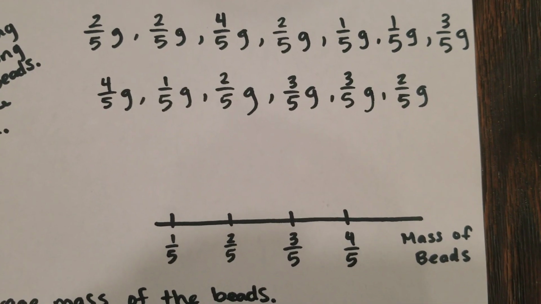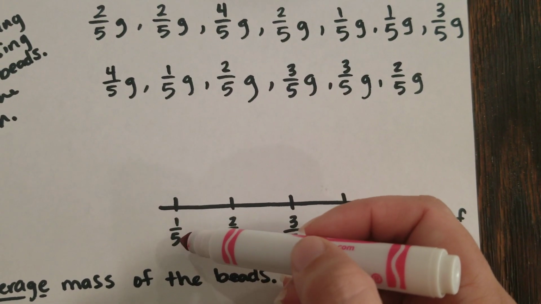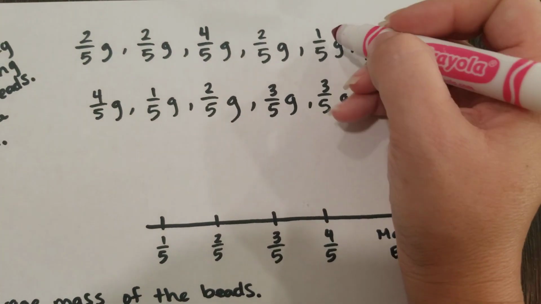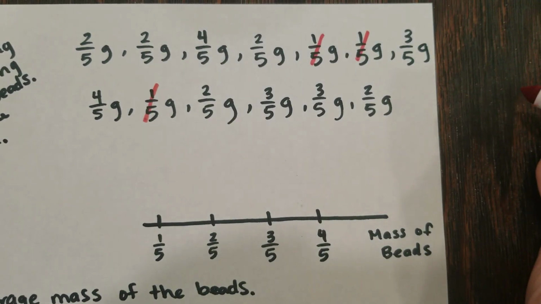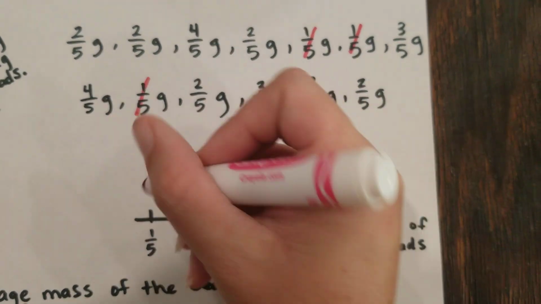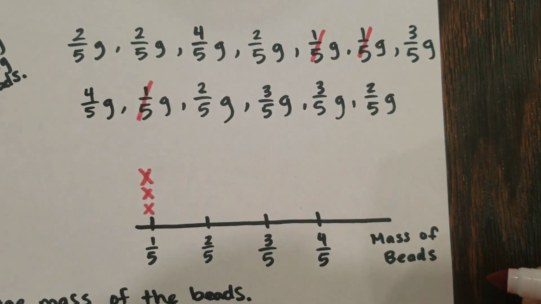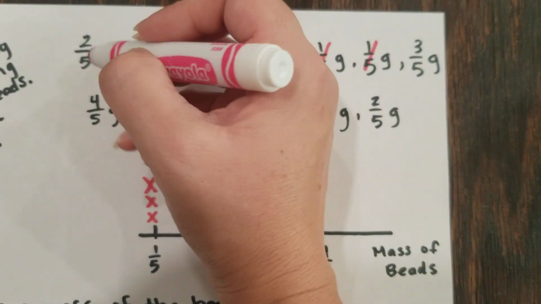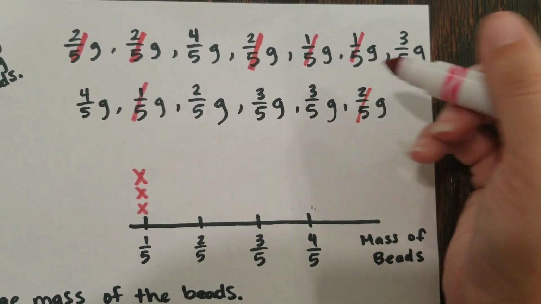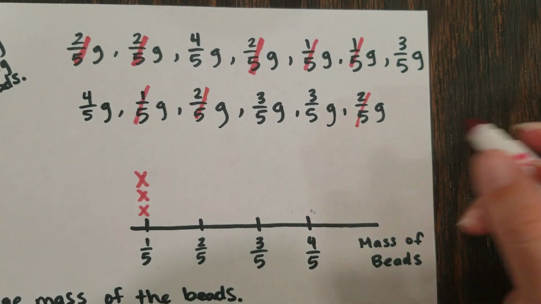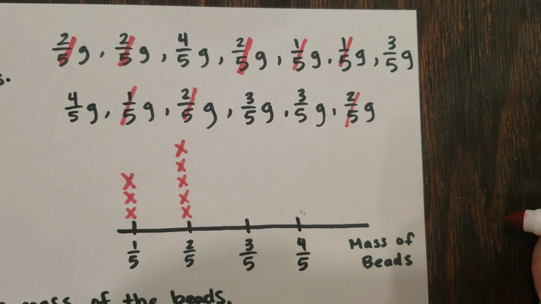So all right, now we're going to take our data set and we're going to put it into our line plot. So the first step is to look at category 1/5. And so we go up here and we have to find how many 1/5s we got. Here's 1, here's 2, 3, and I think that's it. So I see 3 of the 1/5, so I'm going to put 3 X's above 1/5. All right, next category is 2/5. I'm going to find all of those. Here's 1, 2, 3, 4, 5 of the 2/5. So I'm going to put 5 X's above that. All right.